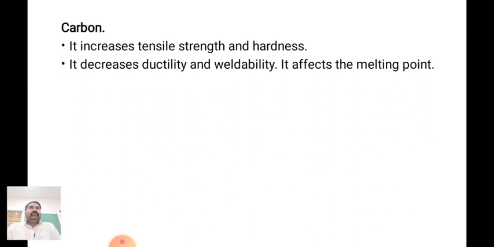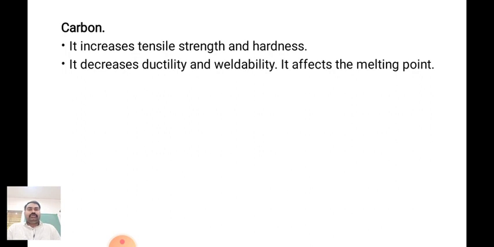Now we will have to take one test related to unit number 3, that is alloy steel, in the upcoming lecture, that is on Saturday. I will post some questions related to unit number 3.